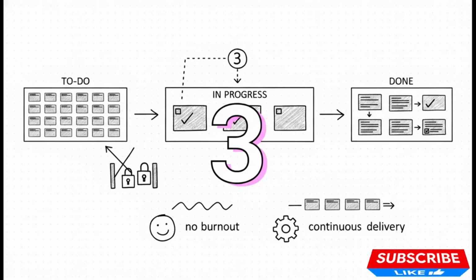Now notice that large number 3 hovering over the in progress column. So the crucial point here is that this is your work in progress, or WIP, limit. If your limit is 3, your team is literally only allowed to handle 3 active tasks at a time, period. No new tasks can be pulled from the to-do pile until one of those finishes. This forced focus absolutely eliminates that toxic context switching, and I promise you it's the ultimate secret to achieving continuous delivery without burning out your engineers.